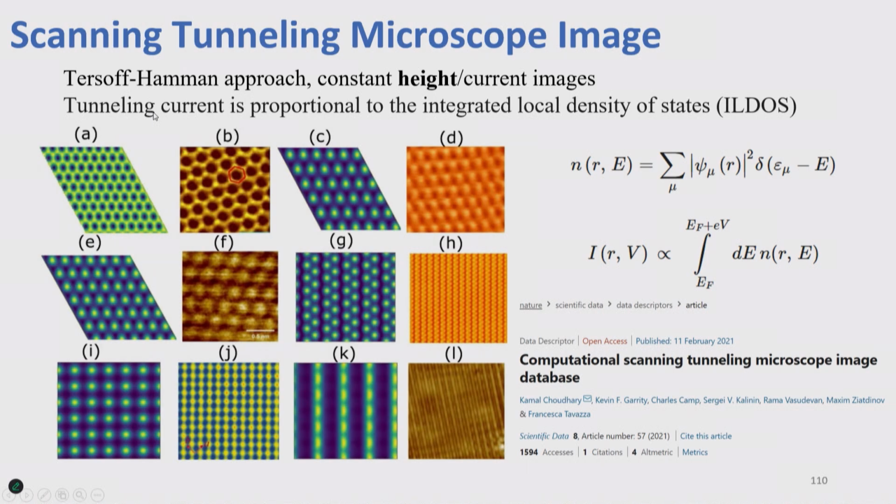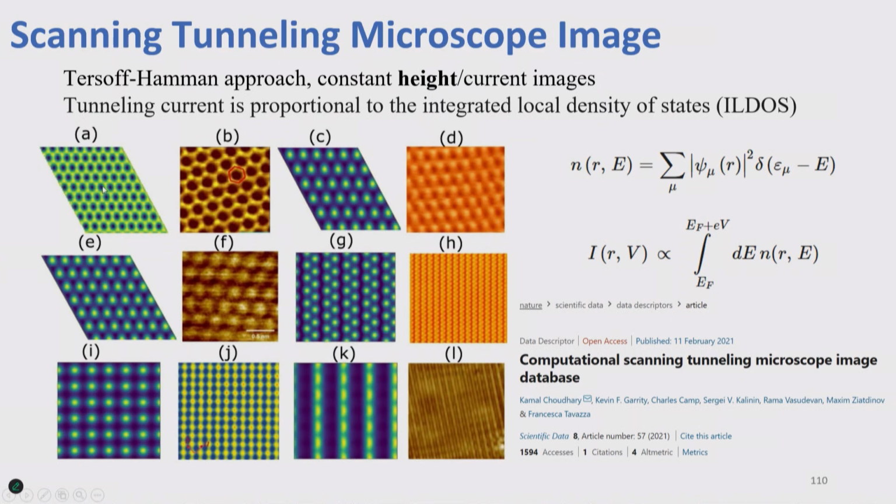One of the approaches for scanning tunneling microscopy is based on the Tersoff-Hamann approach. We learned about density functional theory and charge density. Now we can assume the theorem proposed by Tersoff-Hamann: the intensity of scanning tunneling microscopy is proportional to the density of states. That's the basic assumption, which is basically saying the tunneling current is proportional to the integrated local density of states, and based on this we can probe where atoms are and where they are not, and you can get tunneling images.